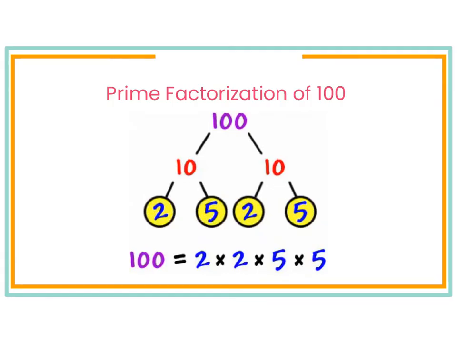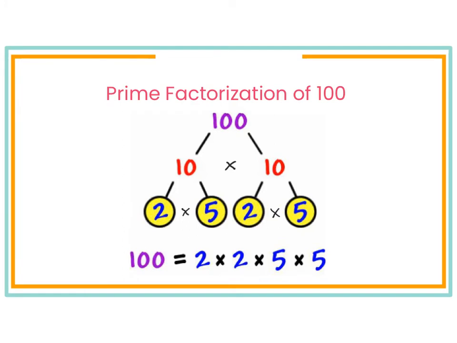Let's look at the prime factorization of 100. We can break down the composite number 100 by multiplying 10 times 10. 10 is still a composite number, so we break it down again. 2 times 5 and 2 times 5 equal 10. Now we are left with only prime numbers, so they are circled.